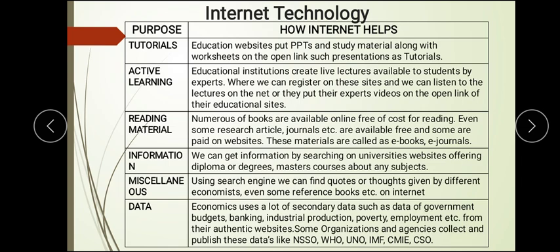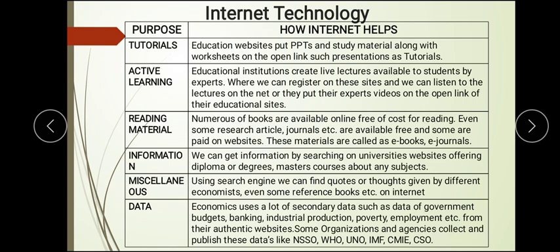Then after, miscellaneous things. In miscellaneous, we can find different pictures of economists, like Adam Smith's picture, and we can find out what thoughts were given by the different economists. All these things can be known, or some reference books they have written for studying economics in detail. Miscellaneous information you can get on the internet, you can Google it up.